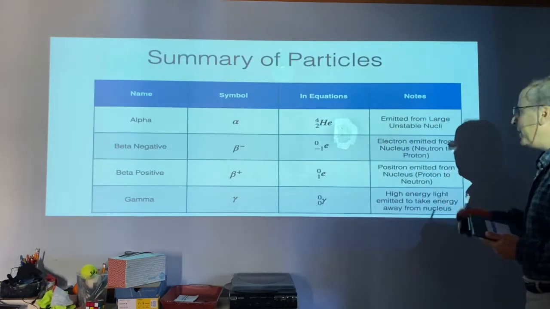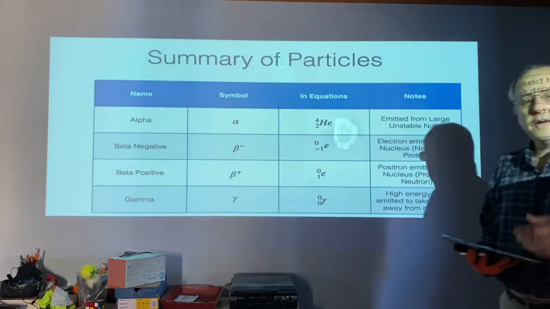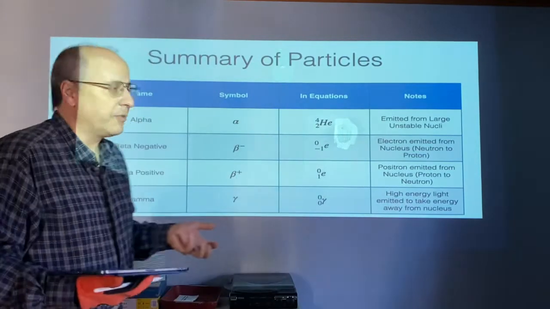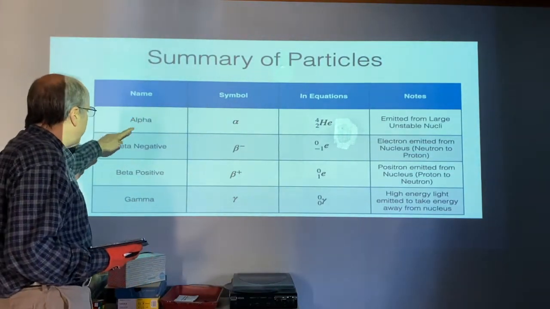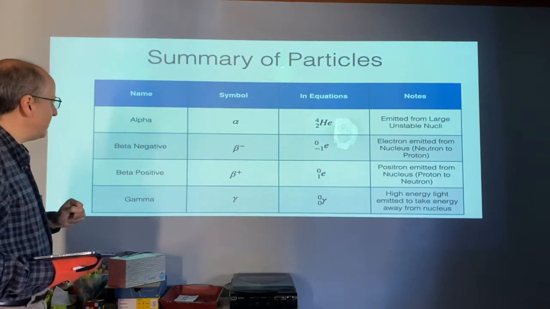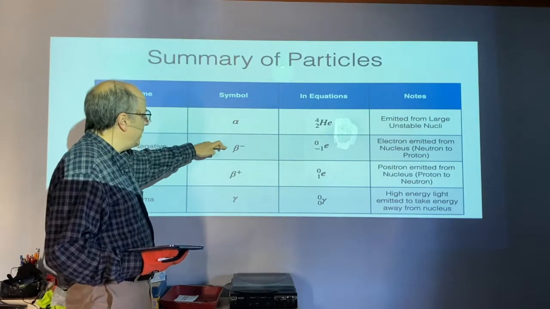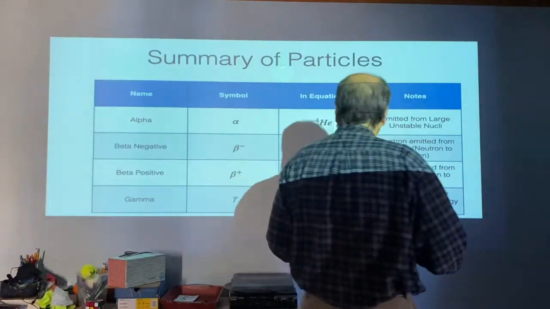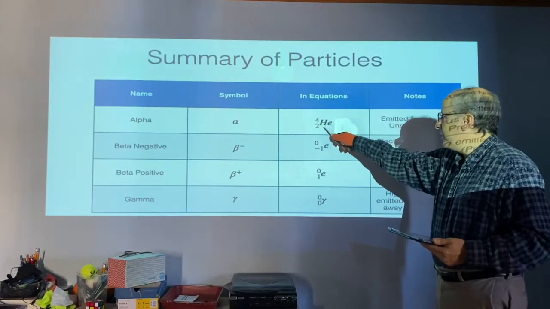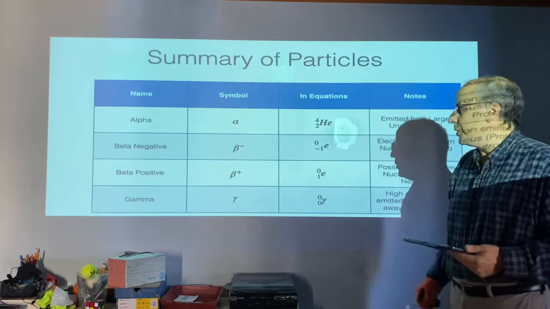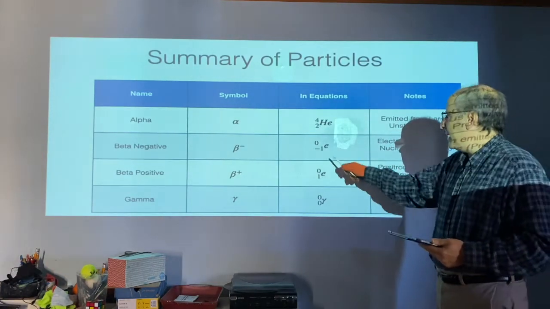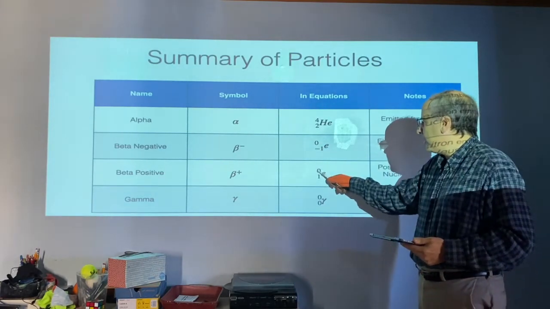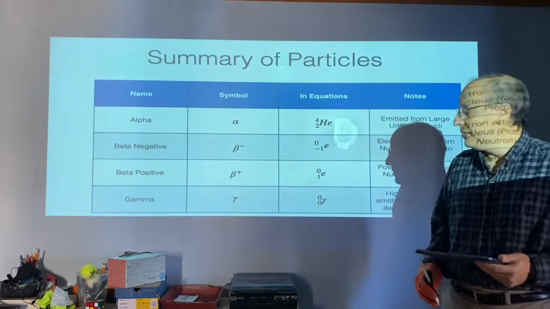I want to start by making sure you have a summary of all the different particles that you're responsible for knowing when you write nuclear reactions. So we have alpha, beta negative, and beta positive. The symbol, alpha, beta negative, beta positive. And then what the particles actually are. So when you write your equations, it should be 4,2 helium, that's for your alpha. Your beta negative is 0, -1 electron. And your positron is 0, 1 E.